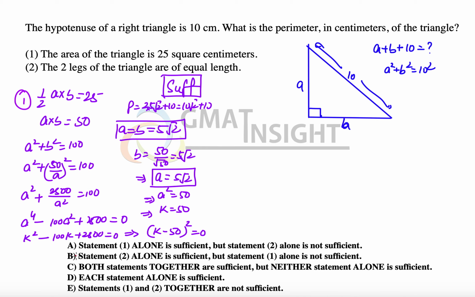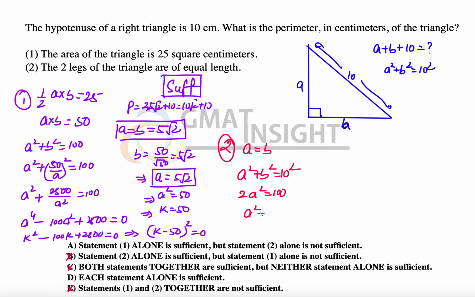Now that the first statement alone is sufficient, we can eliminate options B, C and E. Let's check the second statement. The second statement says that two legs of the triangle are of equal length, which means now we know that a is equal to b. And we also know that a square plus b square is equal to 10 square. So we can substitute that twice of a square is equal to 100.